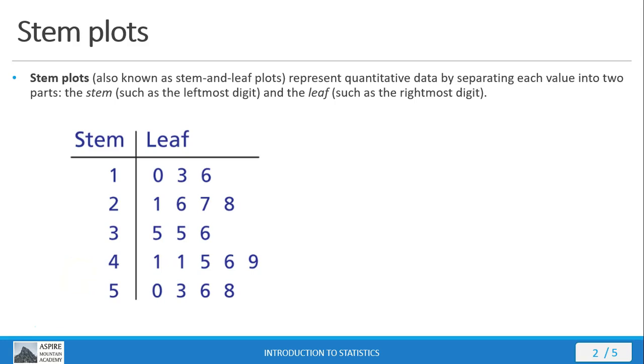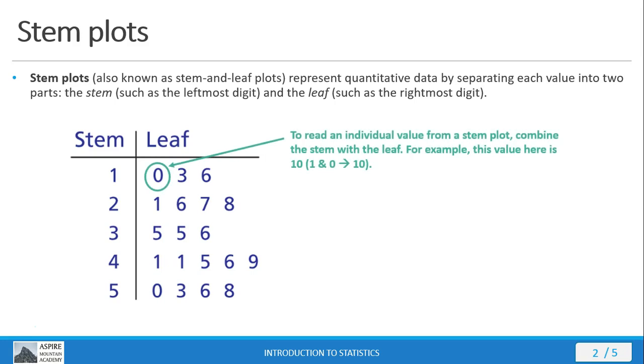So look at the first value in our data set. It's 10, okay, because we take the 1 and we put the 0 after it, and that makes 10. Okay, the next number in our data set is 13. So we're going to take this 1, put it with the 3, and that brought together makes 13. So 13 is the next number in our data set. It's a different way of representing numbers within a data set.